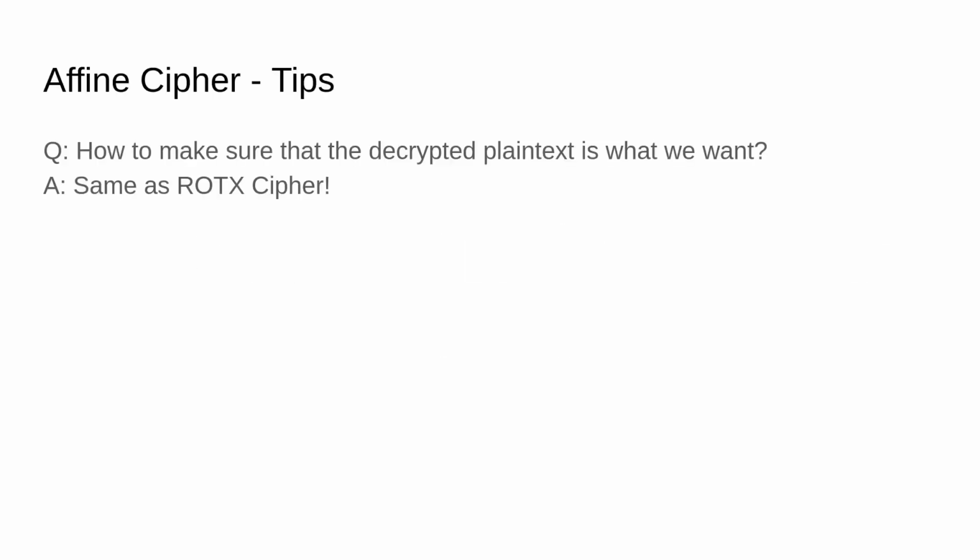So in summary, what you need to do for task 2 is exactly the same as task 1. Brute force all possible a and b values, and use the log likelihood sum to find the plain text with the highest score, and then return that plain text and the corresponding key. And that's pretty much all you need to do.